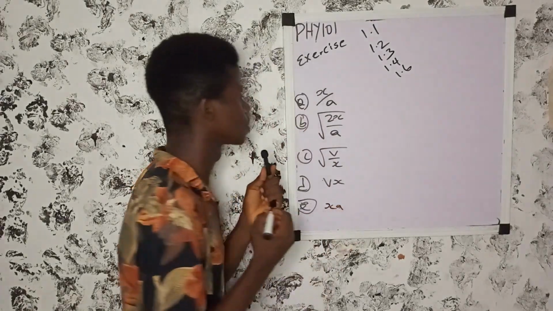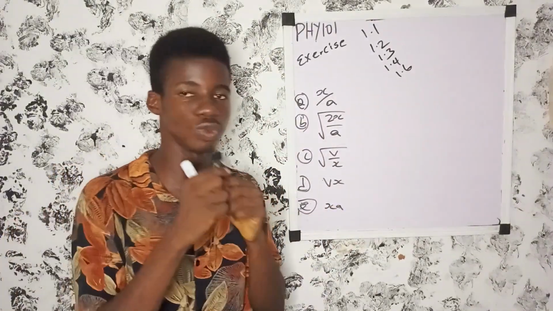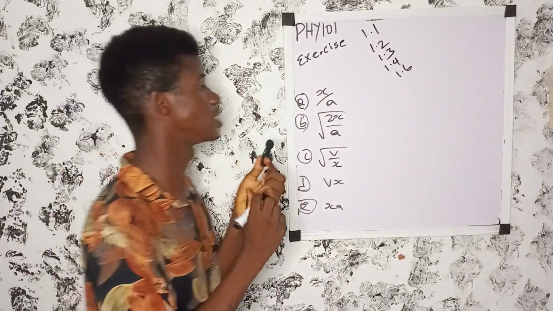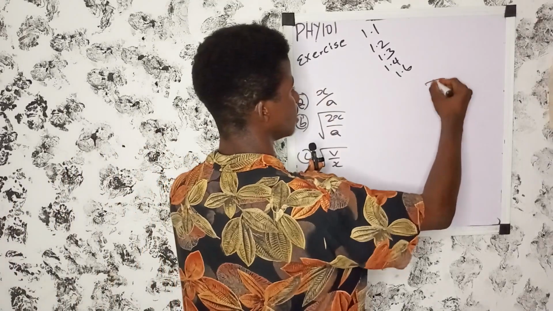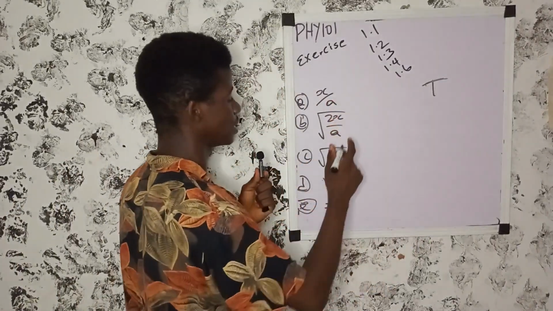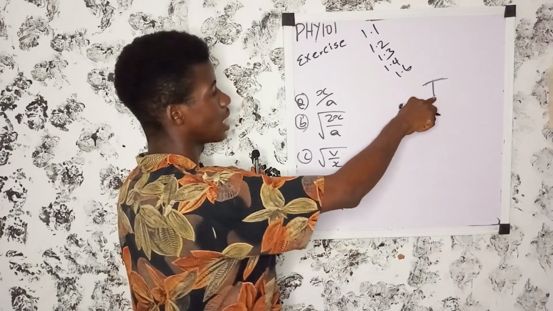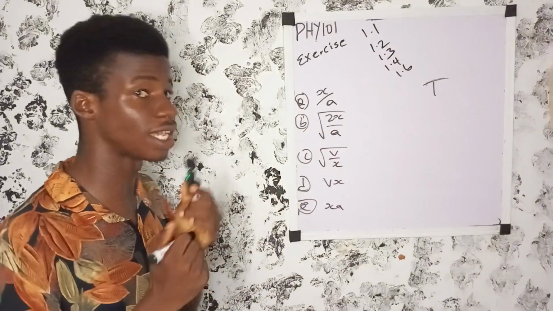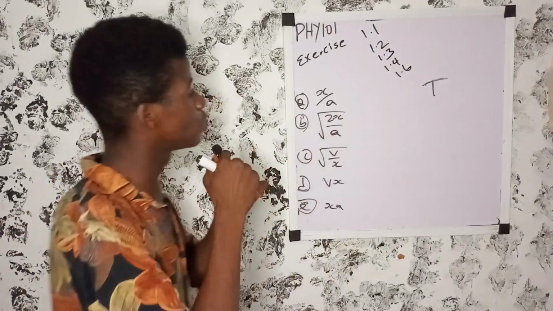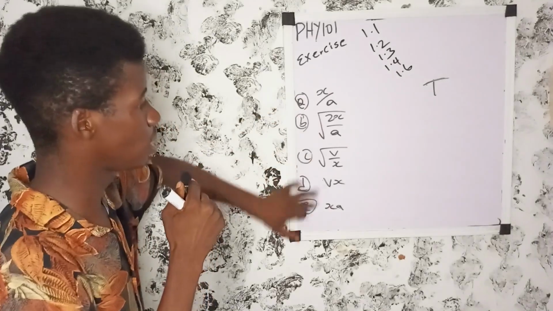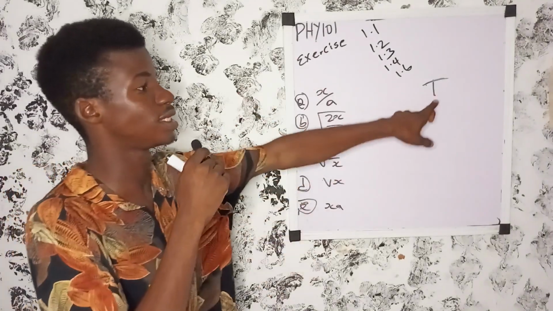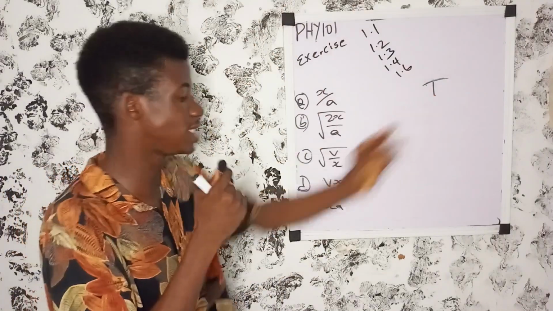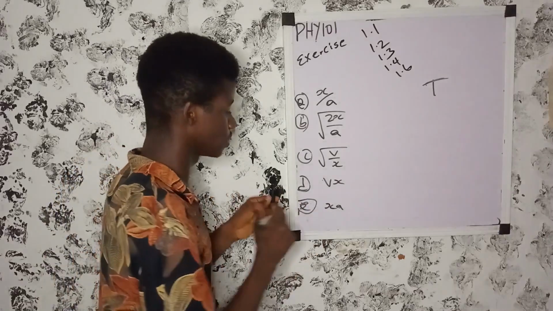Okay, so they're asking us which of these has the same dimension as time. That is, if you solve for the dimension of all these, which one will be exactly T. Dimension of time is what? Capital letter T. So we are going to solve each of them to see which one will give us exactly T. So let's start with E.